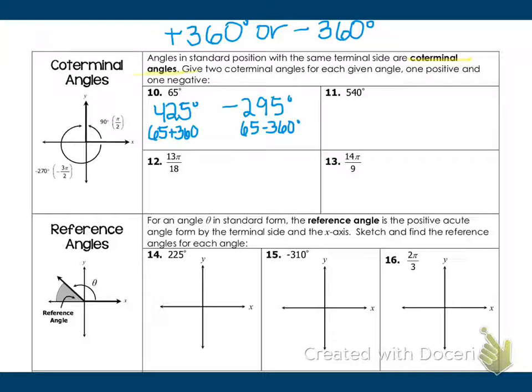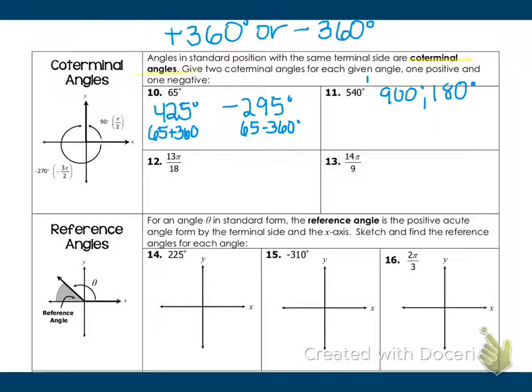Now on the next one, 540 degrees, if I added 360 degrees, I would get 900. So 900 is a coterminal angle to 540, but I could have also gotten a positive coterminal angle by actually subtracting from 540 because it's so big already. 180 could also be one of the positive ones. So those are both 2 possible positive ones.